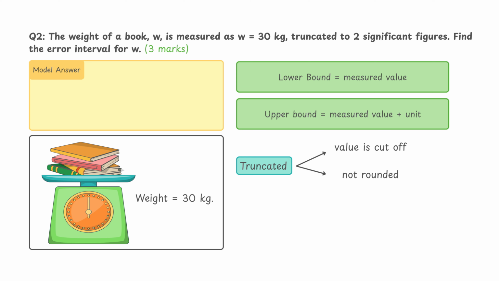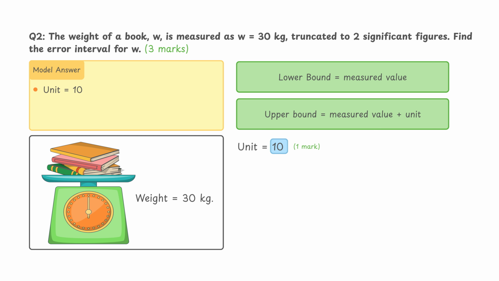Now, the value is given as 30 kilograms to 2 significant figures. This means the last significant digit is in the tens place. So the unit we are working with is 10. This earns 1 mark. Now, because the value is truncated, the lower bound is simply the measured value itself. So the lower bound is 30. This is different from rounding, where we subtract half the unit. Here we do not subtract anything.